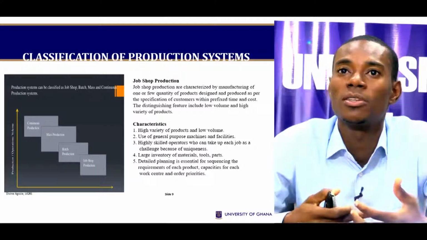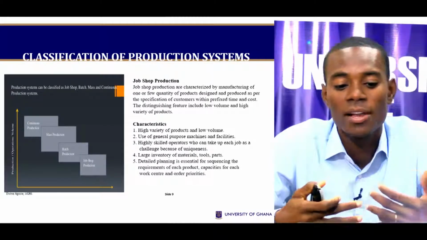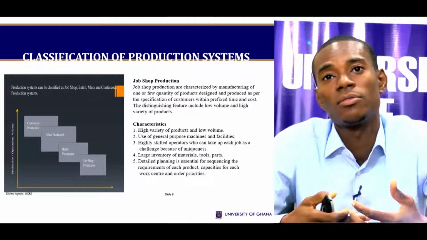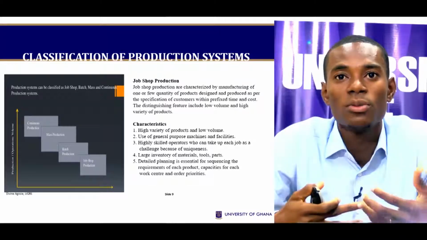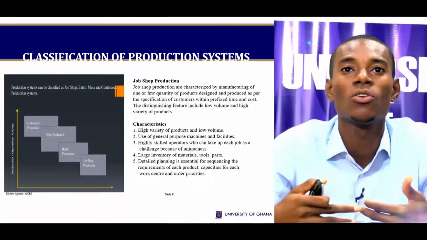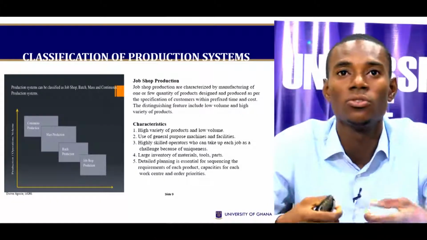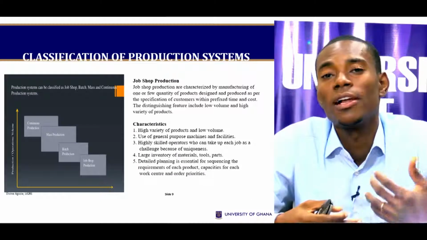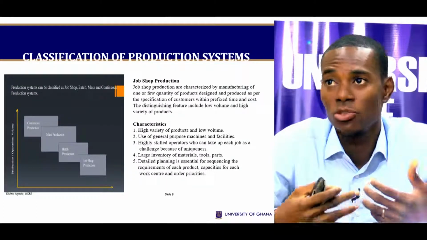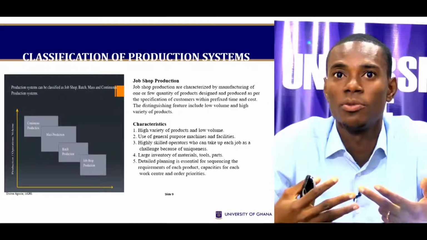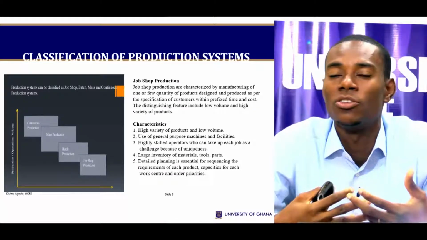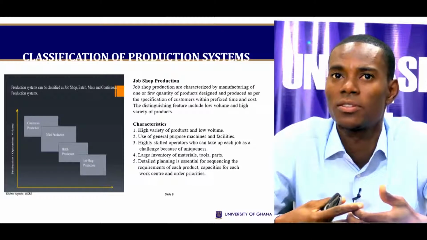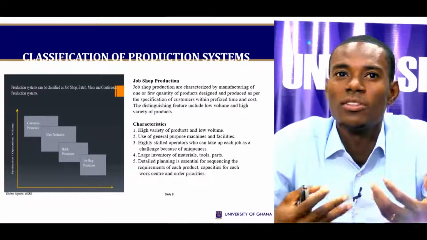Now, there's the use of general purpose machines and facilities. Because of the high levels of variety and specifications, you can't have a standardized machine system. You need machines that can fit into any kind of specification, that you can easily alter to suit whatever specification customers actually want. We also need highly skilled operators who can take up jobs like these. Someone comes with a very complicated design, you really need that high acumen to work out those kinds of designs or specifications. So you do not just take anyone to operate in job shop environments.